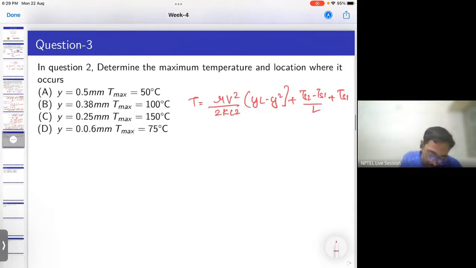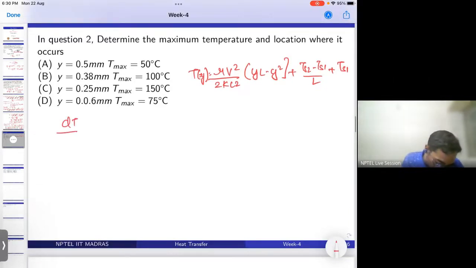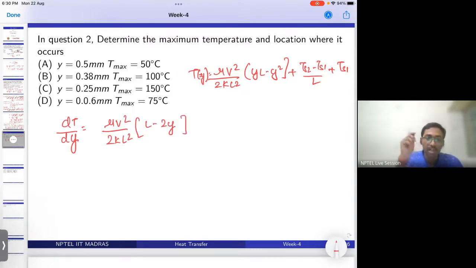So this is the expression for temperature at any y location. We need to find out the maximum temperature and where it occurs. So we are differentiating this with respect to y. If you differentiate this with respect to y, what you will get is L minus 2y, and these terms will be constants. To get the stationary point, that is y, where the gradient becomes 0, we have to equate dT/dy equal to 0. That's it.